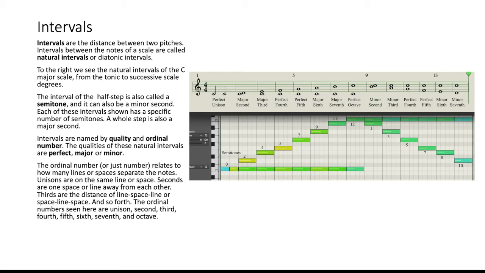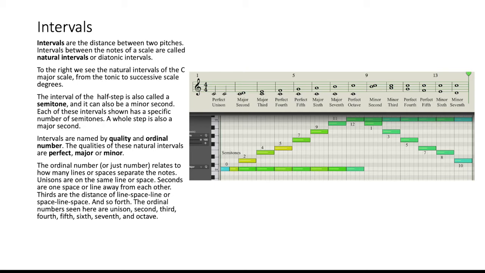the successive scale degrees. The interval of the half step is also called a semitone, and it can also be called a minor second. Each of these intervals shown has a specific number of semitones. A whole step is also called a major second.